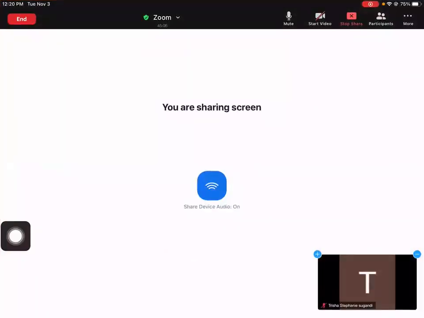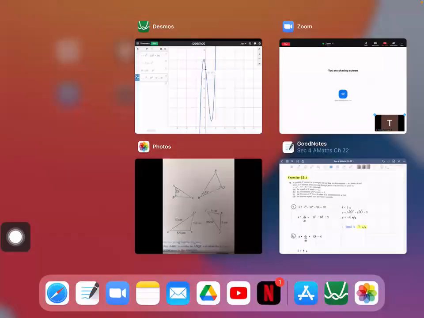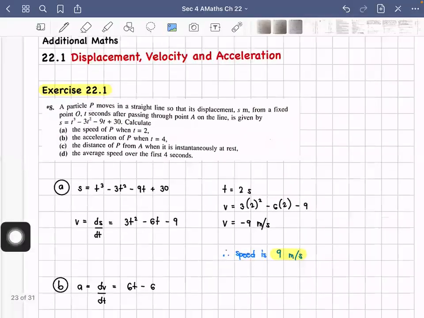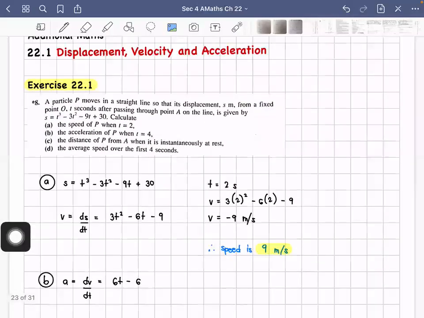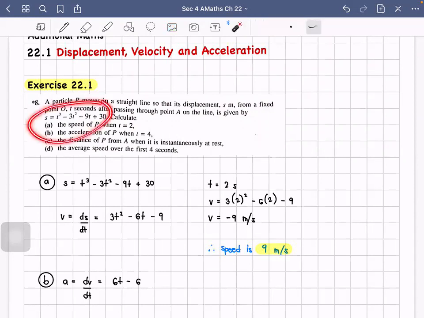Let me just finish this. Number 8. A particle P moves in a straight line so that its displacement from a fixed point O, t seconds after passing through point A on the line, is given by this function right here. Now let's calculate the speed of P when t is equal to 2.